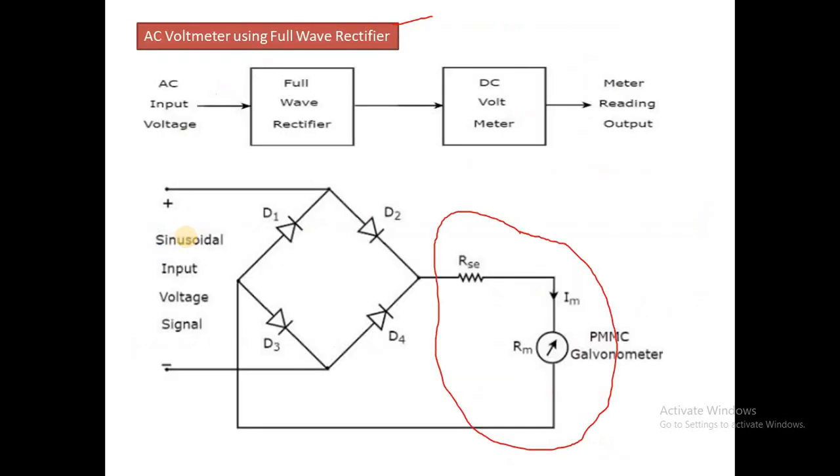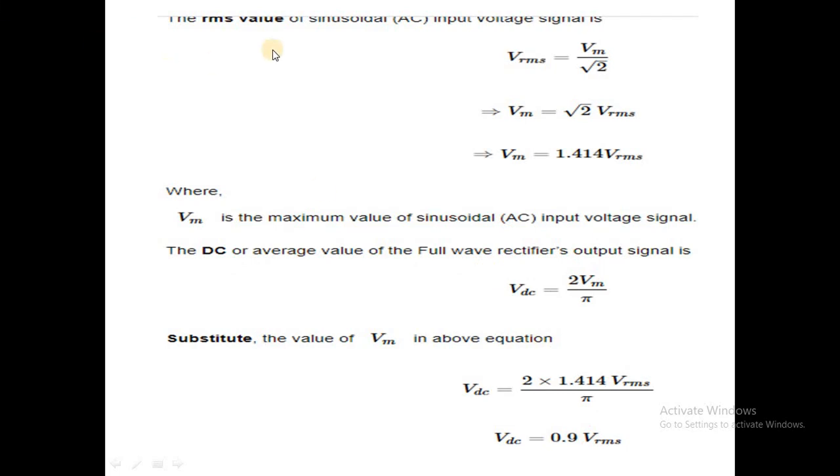Next is the AC voltmeter using a full wave rectifier. How can we obtain this? We have to insert the full wave rectifier at the input of the DC voltmeter. The full wave rectifier consists of 4 diodes, D1 to D4. Here we get the input signal. It is a galvanometer having internal resistance Rm. Here it is the current, and here it is the series multiplier resistance. The RMS value is Vm by root 2, and Vm is the same 1.414 into Vrms.